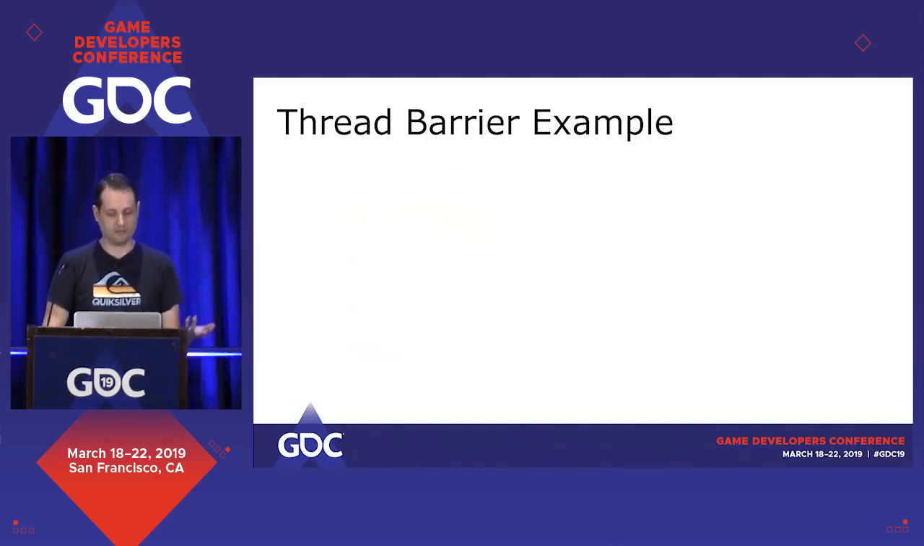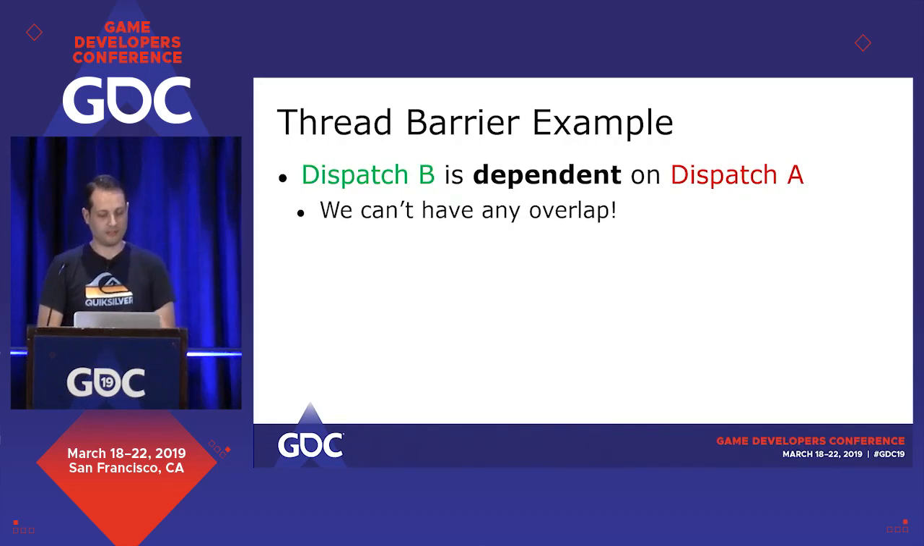All right, so let's try an actual example with some synchronization, because that's what we're here to talk about. Let's say we've got two dispatches now. We're going to have dispatch A, which is again going to be colored in red, and then we're going to have dispatch B colored in green. And we'll say that dispatch B is dependent on dispatch A.